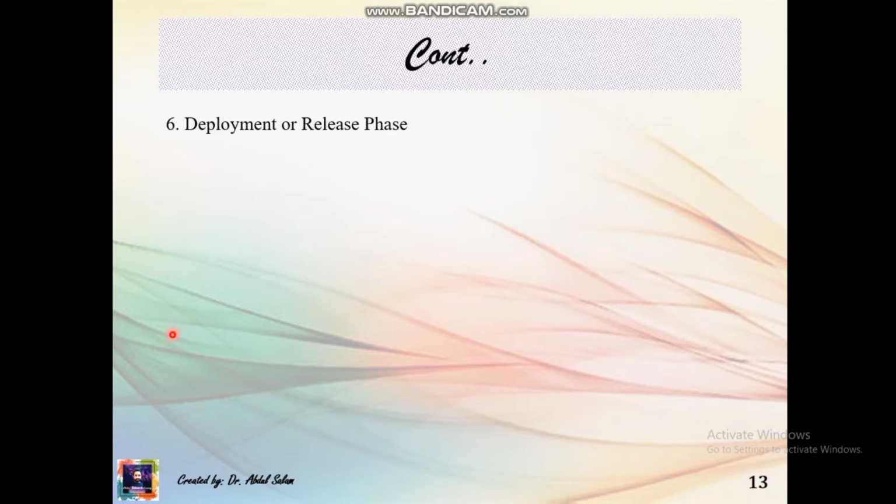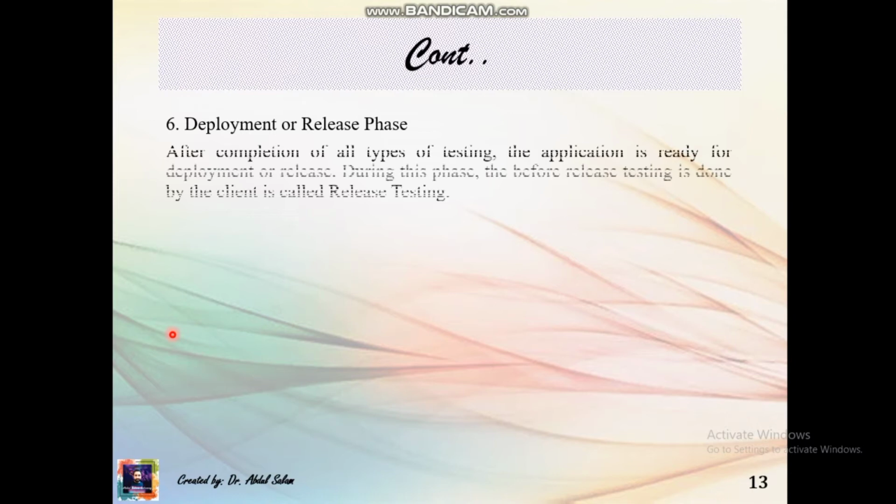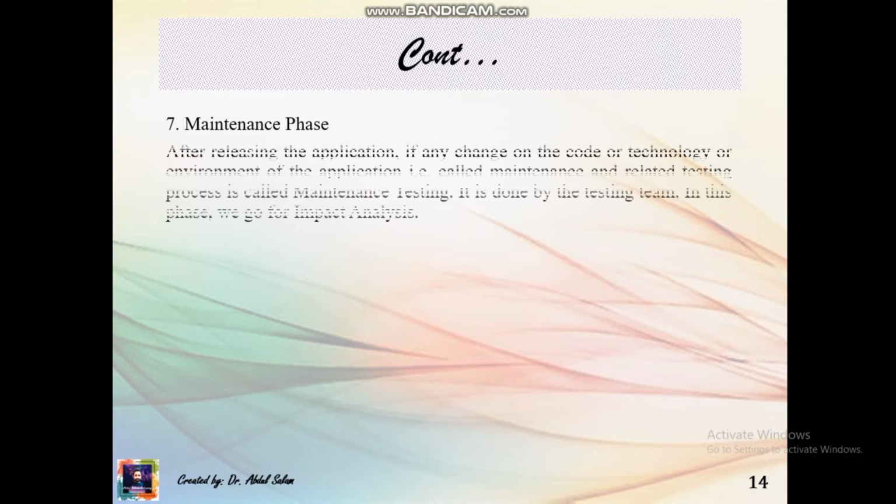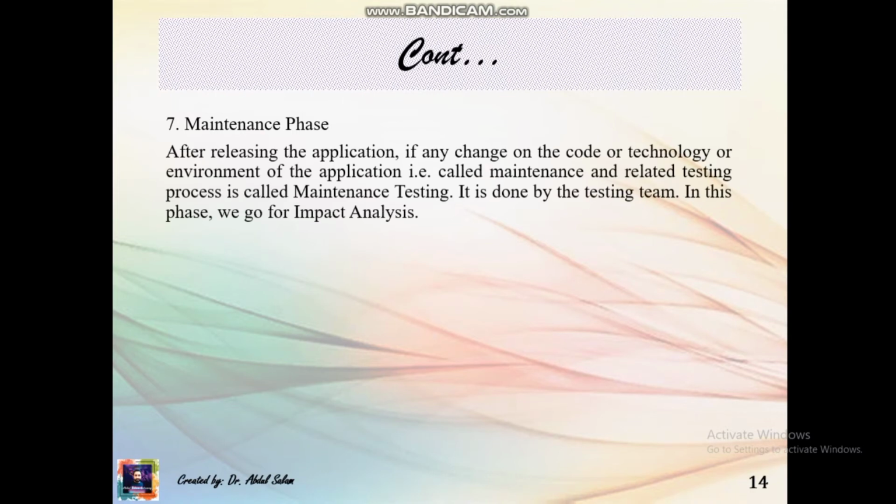The sixth phase is the deployment or release phase. After completion of all the types of testing, the application is ready for deployment or release. During this phase, testing before release is done by the client, which is called release testing. The seventh phase is the maintenance phase. After releasing the application, any change in the code or technology of the environment is called maintenance, and the related testing process is called maintenance testing. It is done by the testing team. In this phase, we go for impact analysis.